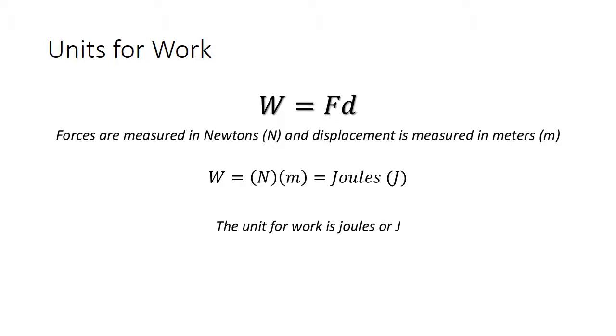What are the units for work? We know work, W, equals force times distance. Forces are measured in newtons, and displacement is measured in meters. So we see the units for work are newton meters. We call this joules. So the unit for work is joules, and this is named after James Joule, who did a lot of research in the topic of work and energy.